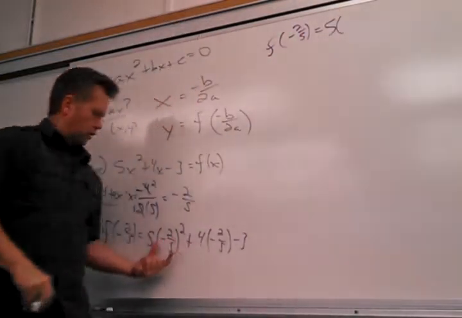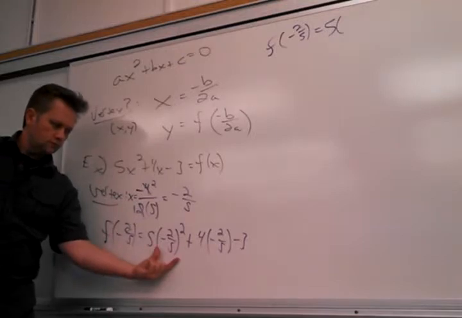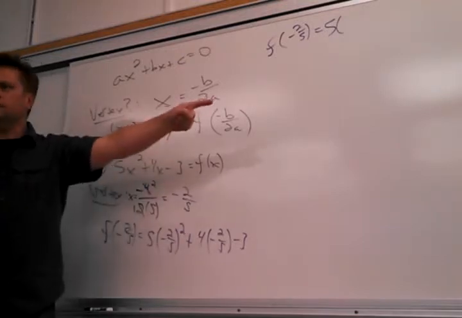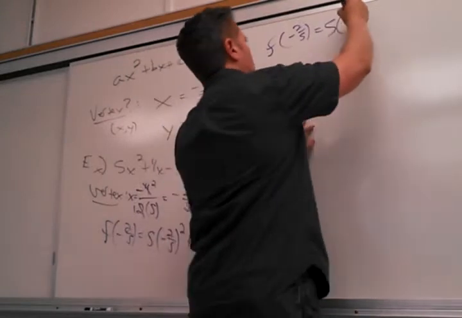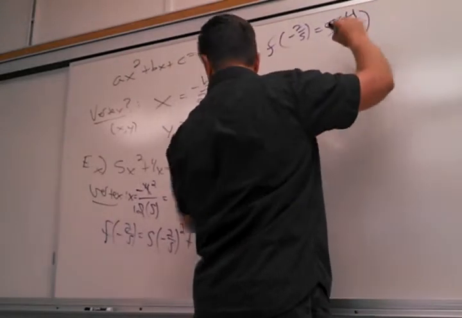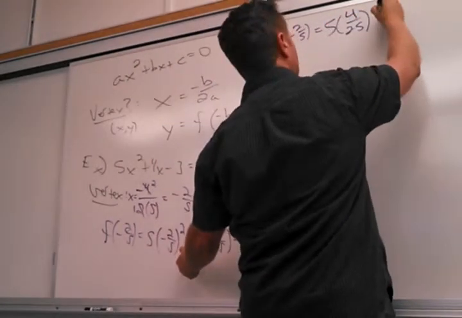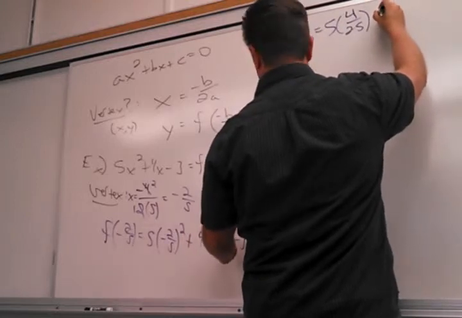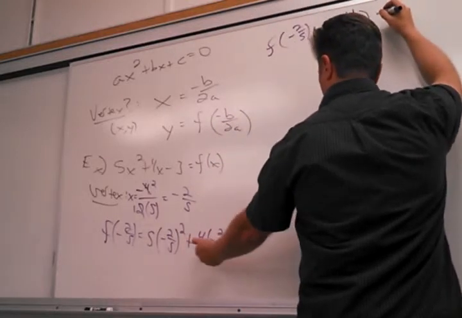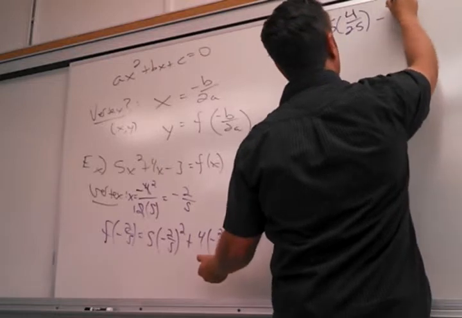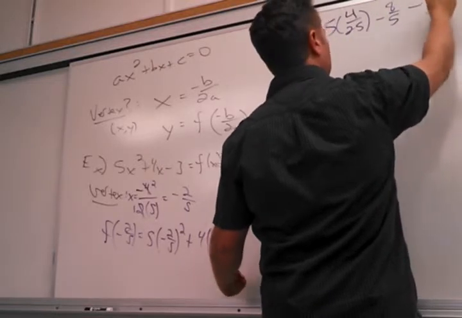What's negative 2/5 squared? Yeah, that sounds familiar over there, right? 4 over 25. So you get 5 times 4 over 25. Plus 4 times negative 2, so that's actually minus 8/5 minus 3.